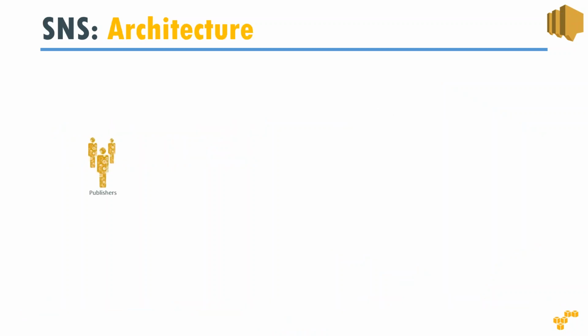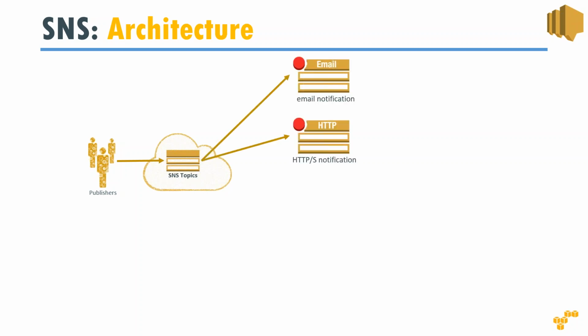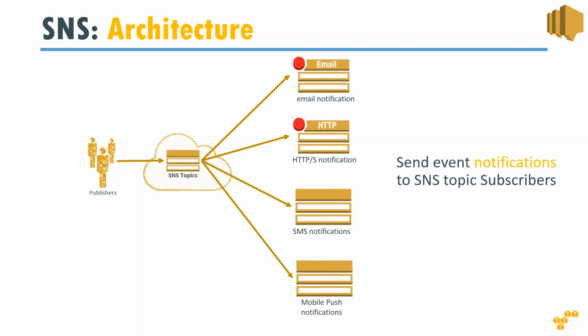So the SNS architecture looks something like this. You have publishers, the people or resources who are creating those messages, and then they forward the messages to the SNS topics or headings. Think of it like an RSS feed, like a Google News feed or your friend's news feed in Facebook. So there are multiple feeds or topics available. The publishers are pushing the messages to the SNS topics, and then the topics can in turn send notifications through email, or they can send HTTP notifications or SMS notifications, or in fact even mobile push notifications. So SNS can push notifications in any of those four options.